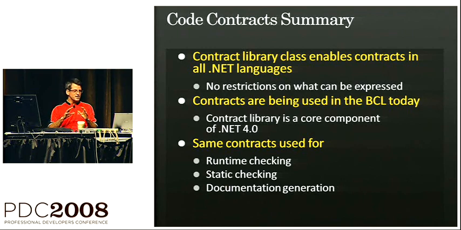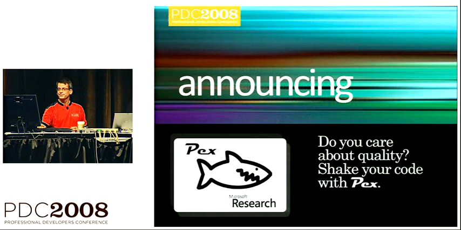And the crucial thing is that these contracts are exactly the same contracts that can be used for all of these different purposes. So you're not having to write things in multiple places and have to worry about them getting out of sync. You write the contract once, and it's used for runtime checking, static checking, documentation generation, and whatever other downstream tools, like PECs, might come along and want to look at them. Okay, so now we know all about contracts, and it's a great tool to make our code more robust, and you get all the benefits.